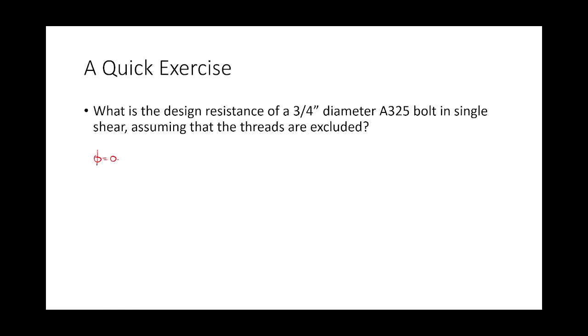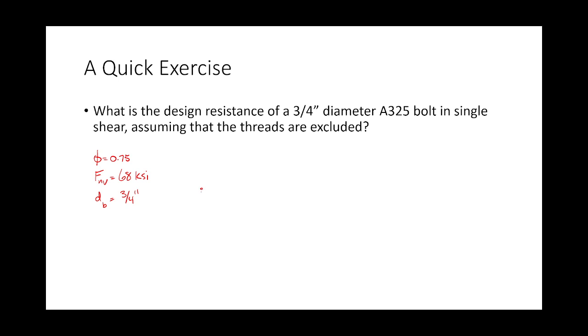Phi is 0.75. What is Fnv? Well, A325, are we group A or group B? Group A. And if the threads are excluded, what is Fnv according to Table J3.2? 68 ksi. And d_b is 3/4 of an inch.